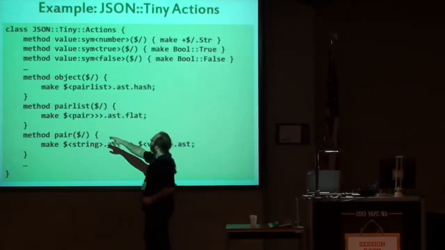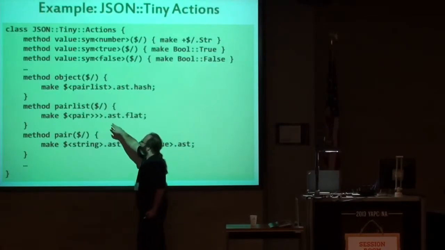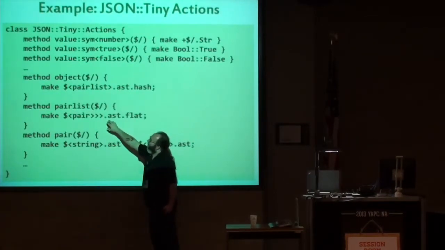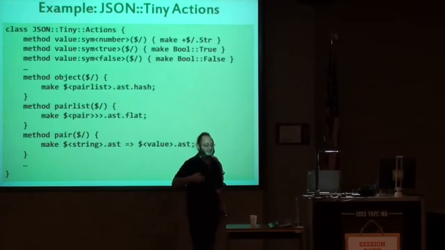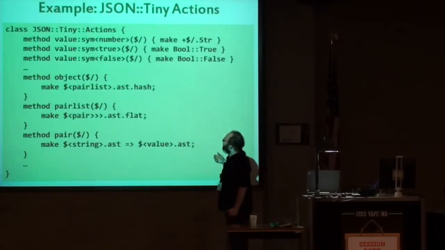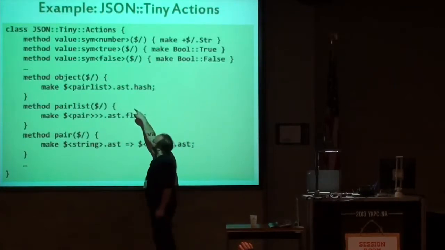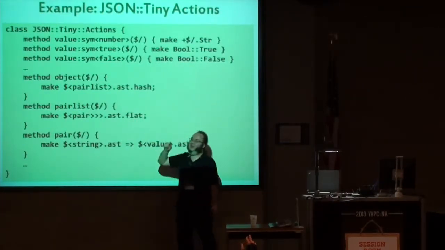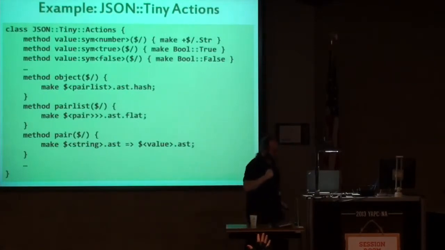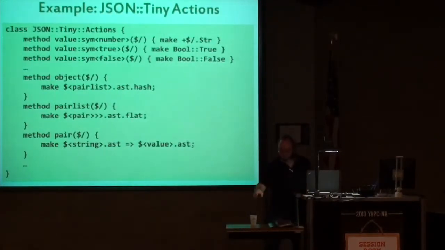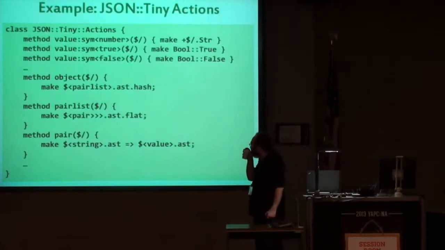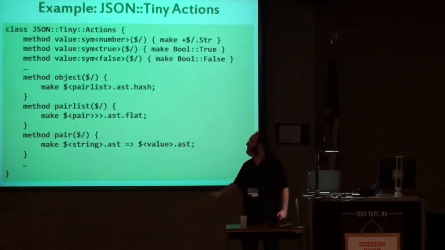So down here, when we take the pair, and we actually have a list of them, and we use the hyper method call, and we call .ast on all of them, what we get is this list of pairs, and then we pass that up, and then object gets the pair list, which is this flat list of pairs, and it just calls hash on it to turn it into a hash. Question? Yep. So .ast here is basically the getter, and make is basically the setter. Yep, basically. And it sets on $/. Right. Yep.